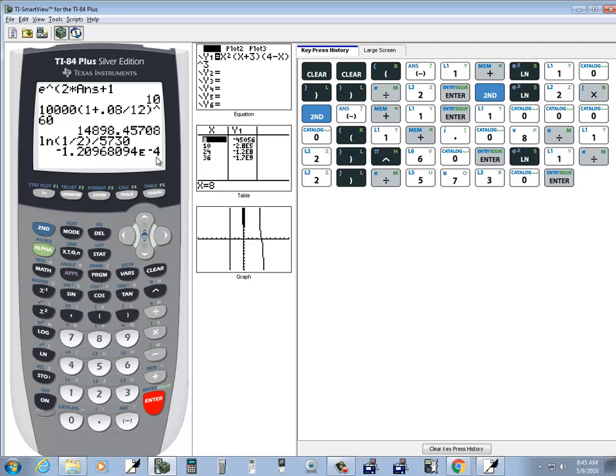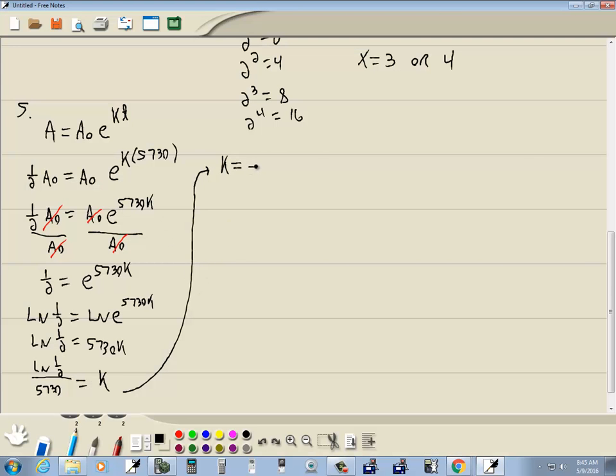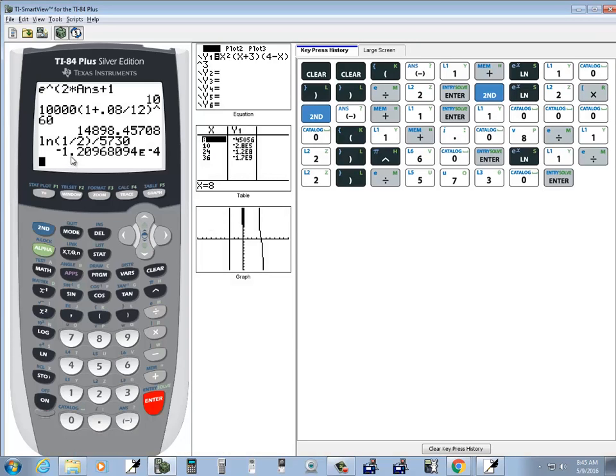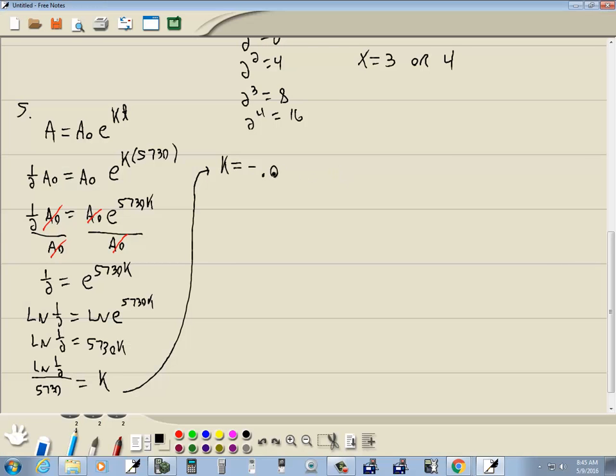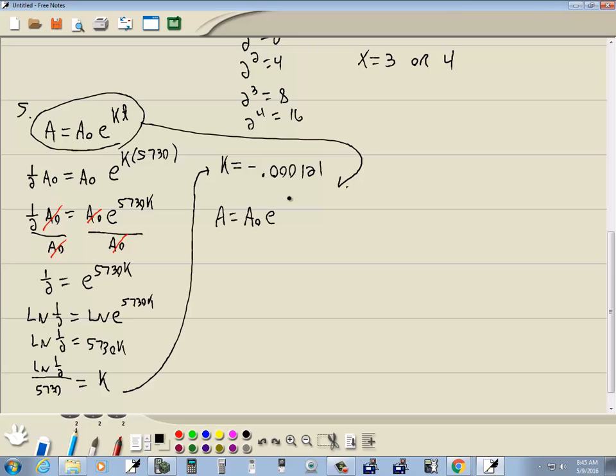Now e to the -4 is scientific notation. It means that we're going to have negative point, and I'll move my decimal point 4 places left: 1, 2, 3, 1, 2, 1. That's probably enough. So this equation now becomes A is equal to A naught e to the negative 0.000121 t power. Now we could have left this value in and had the exact value there instead of an approximate, but hopefully 6 decimal places is enough for this problem.